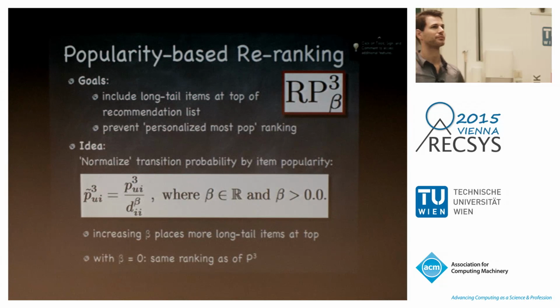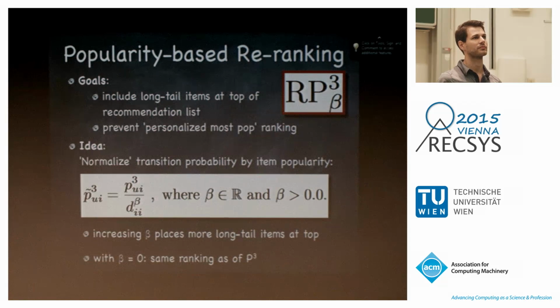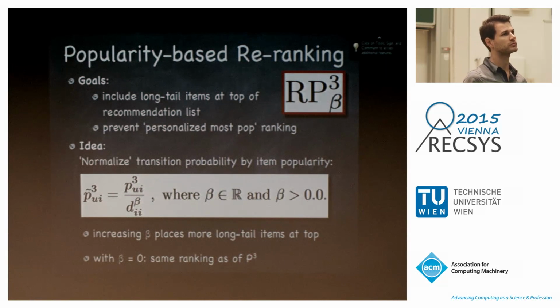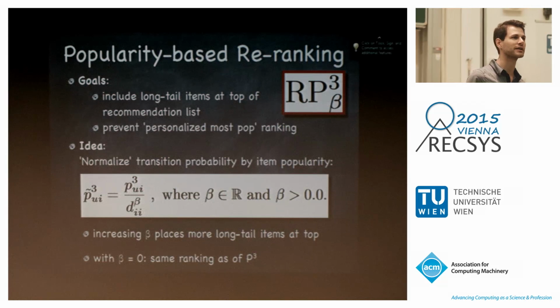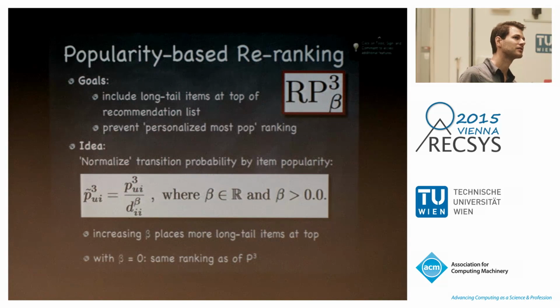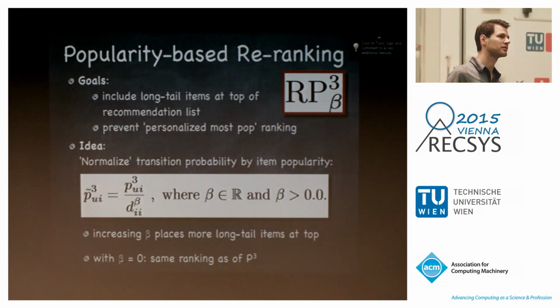Hi, it's more maybe a comment than a question. I also wonder if you're aware of the paper Item Popularity and Recommendation Accuracy at RecSys 2011, because that basically had a very similar idea, where you also have this exponent beta. No, what was the title of the paper? It's called Item Popularity and Recommendation Accuracy.